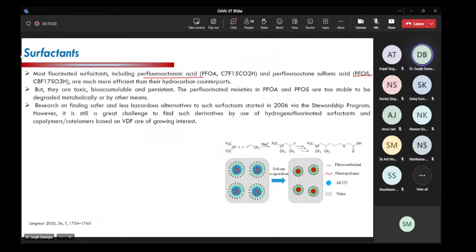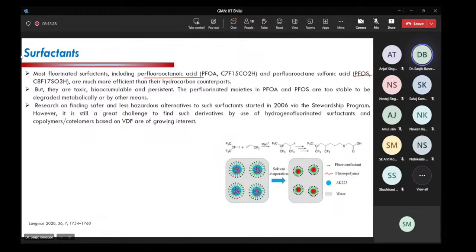A lot of surfactants are sometimes used as emulsifiers, and they are sometimes used as a food preservative also. This can go and accumulate in our body, and this accumulation can lead to cancer or many other diseases because they are very toxic. So there has been extensive research to find safer and less hazardous alternatives to such surfactants.